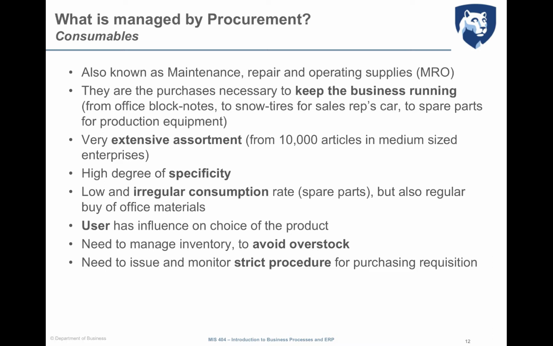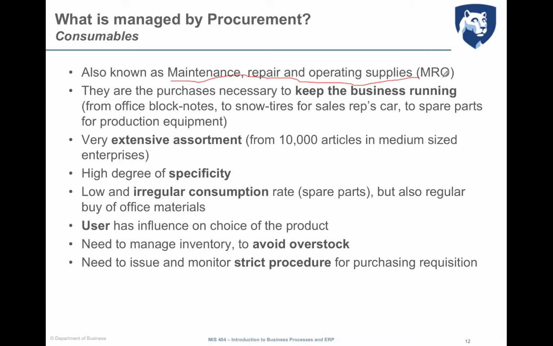Raw materials and components, parts, and assemblies are what we call direct goods, in the sense that they are directly included in the final product. Consumables instead, which are also known as maintenance, repair, and operating supplies, MRO, are purchases which are not directly included in the final product, but they are necessary to keep the business running.